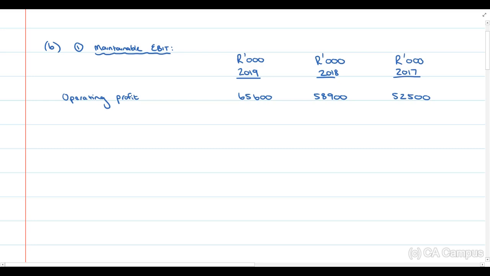Then remember, when we are calculating maintainable earnings, like we said, we are trying to determine the earnings that will be maintainable in the future. So if there's any expenses that you don't expect will happen again in the future, we need to eliminate those expenses. So any once-off or non-recurring expenses that we don't think will happen again in the future need to be eliminated. Then if there are any investments, that investment income should be excluded from here because we are going to value non-operating assets or investments separately.